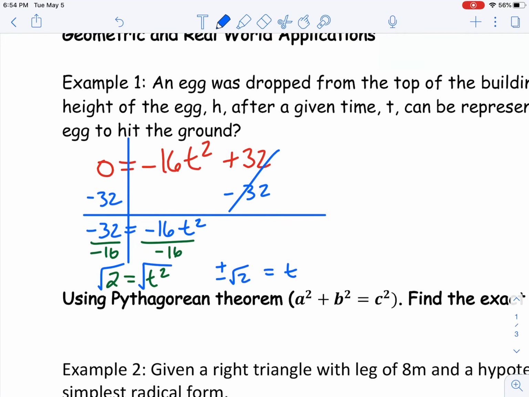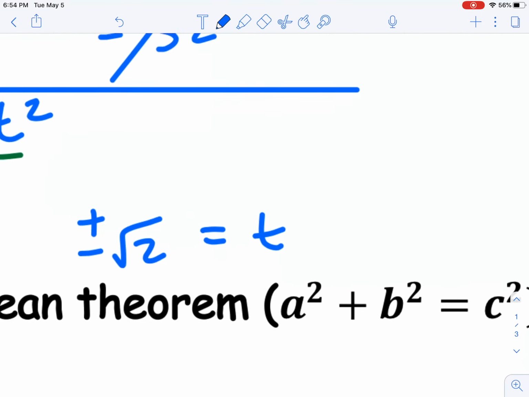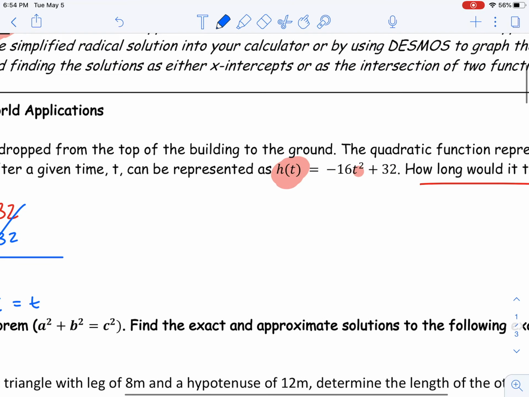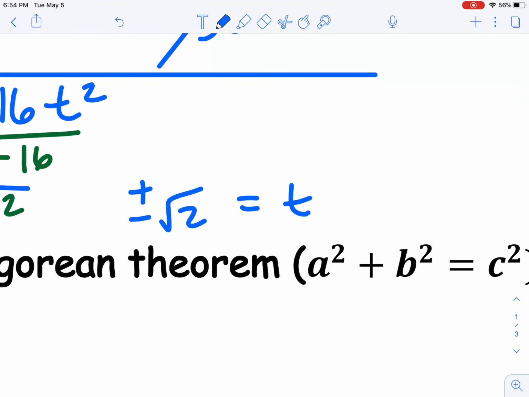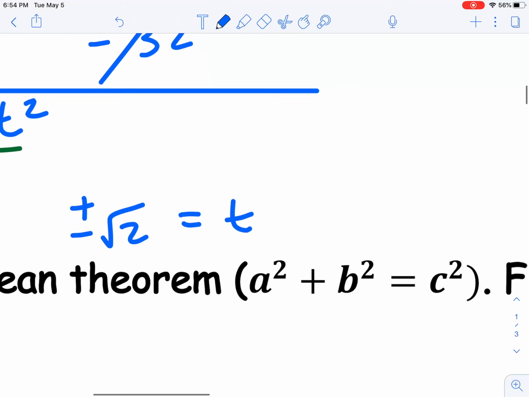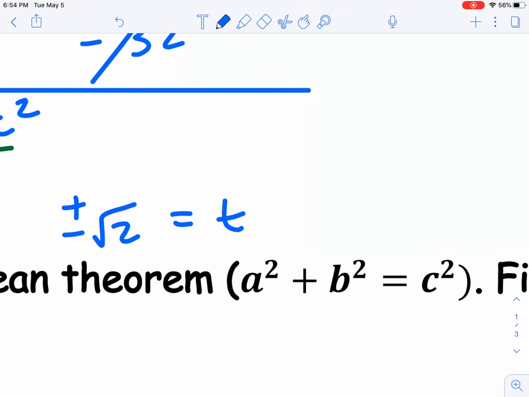Alright, so what do we mean by positive or negative radical 2? First of all, remember that we're talking about time, right? So we don't really want negative time. You can't have negative time unless one of you designed a time-traveling machine, in which case, please Canvas message me, shoot me an email. Let's jump into Zoom and have a conversation so we can get rich. But otherwise, we don't need the negative symbol in this case because we're talking about time. So this would be our exact answer.